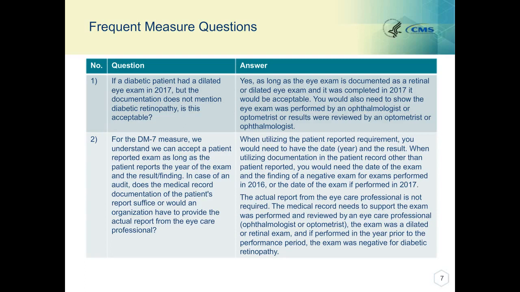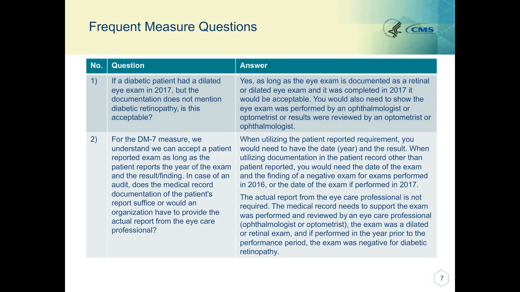For the second question, for DM7, we understand we can accept a patient-reported exam as long as the patient reports the year of the exam and the result or the findings. In the case of an audit, does the medical record documentation of the patient's report suffice, or would an organization have to provide the actual report from the eye care professional? When utilizing the patient-reported requirement, you would need to have the date, in this case the year, and the result.